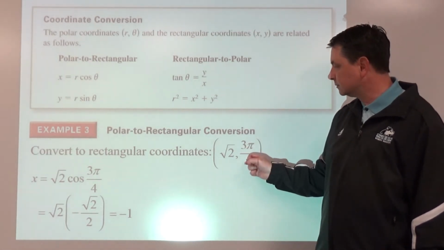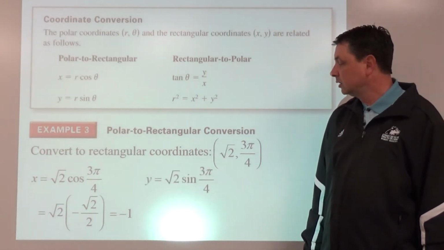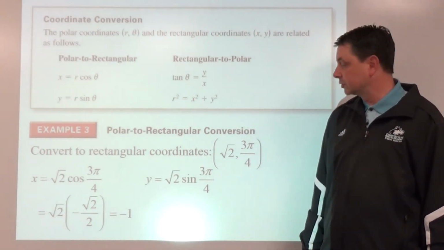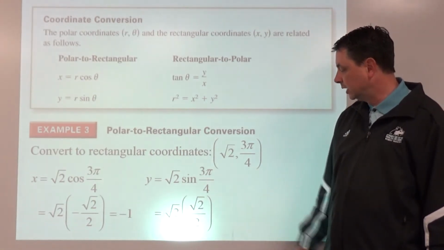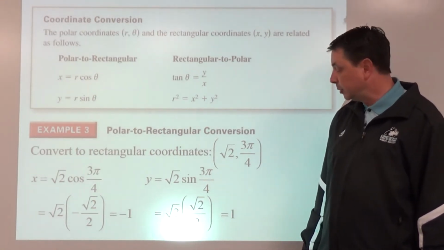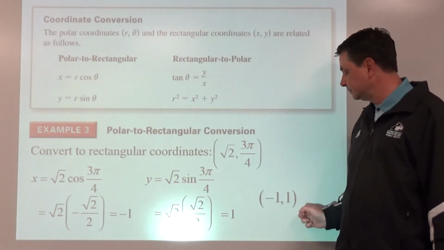The y-coordinate, root 2 times sine of 3 pi over 4. The sine of 3 pi over 4 is root 2 over 2 times root 2 is 1. So our coordinate pair, x comma y, is negative 1 comma 1.